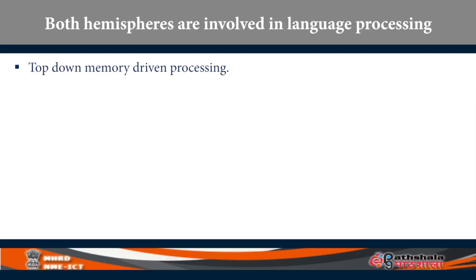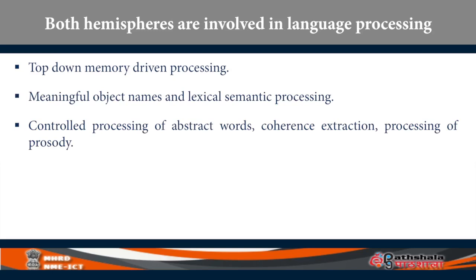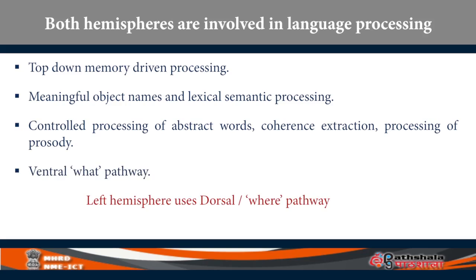You do not have to check whether the curve of the C is like this or not. You will see next to it, suppose there is an A and there is a T. Even if you can't see it clearly, you will say it is cat. So, you have knowledge about how to predict. So, with top down memory driven information, both hemispheres are involved. Meaningful object names and lexical semantic processing, both hemispheres are involved. Control processing of abstract words, both hemispheres are involved. The ventral pathway recruits both hemispheres.